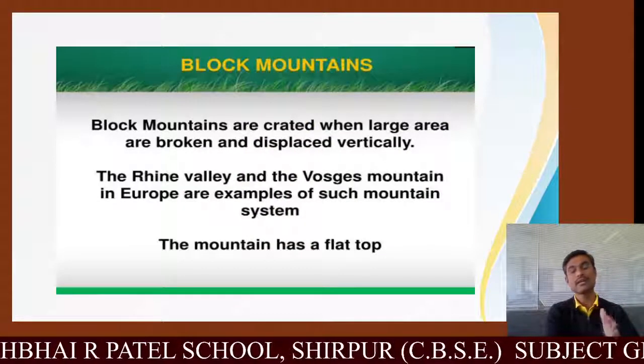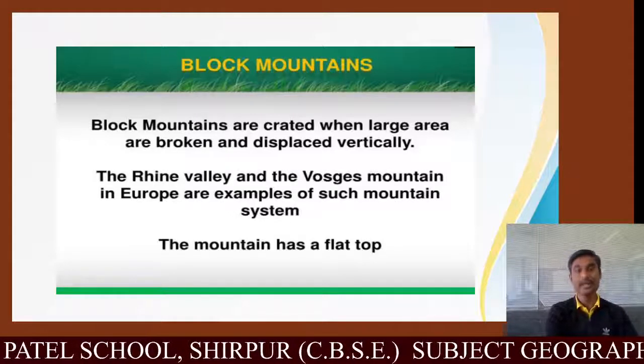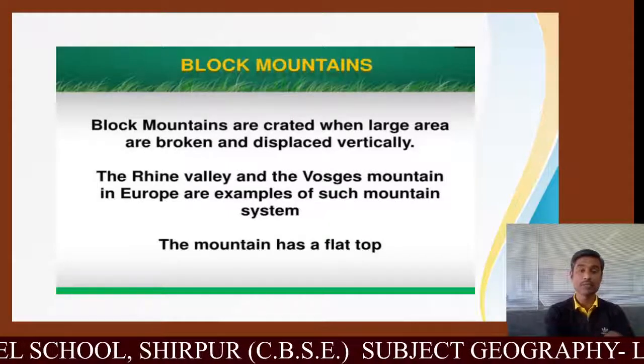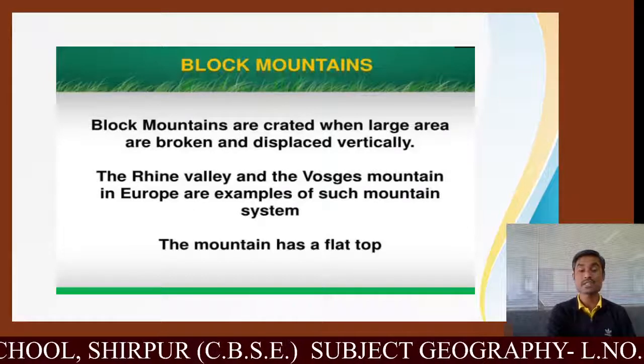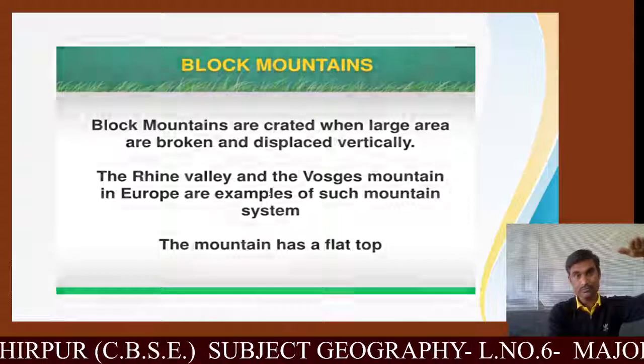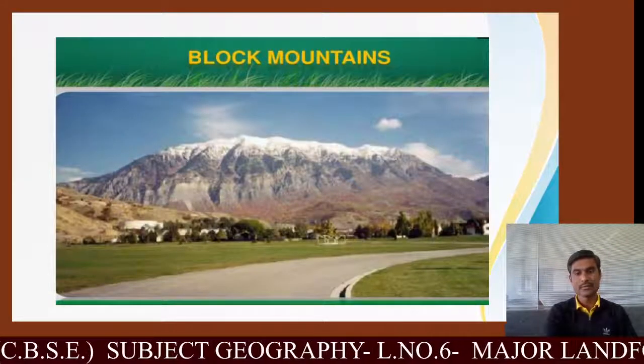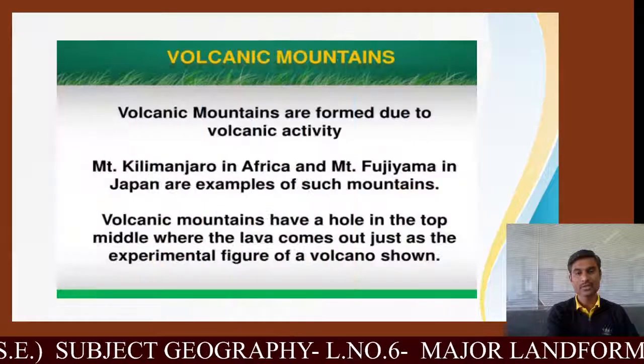Block mountains are created when large areas are broken and displaced vertically. The Rhine Valley and the Vosges Mountain in Europe are examples of such a mountain system, and the mountain has a flat top. So these are called block mountains. The picture is also here.